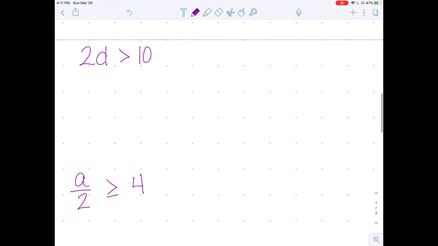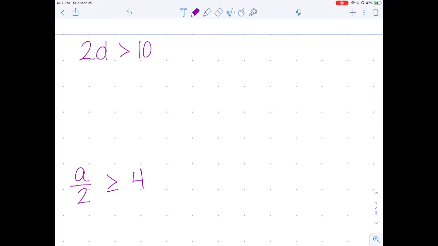Okay, let's keep going with this. If I've got 2d is greater than 10. Well, the operation that's happening right here is multiply. It's 2 times d. So the opposite would be to divide by 2. I have to do it on both sides. This cancels out, so I've got d is greater than 10 divided by 2, which is 5.